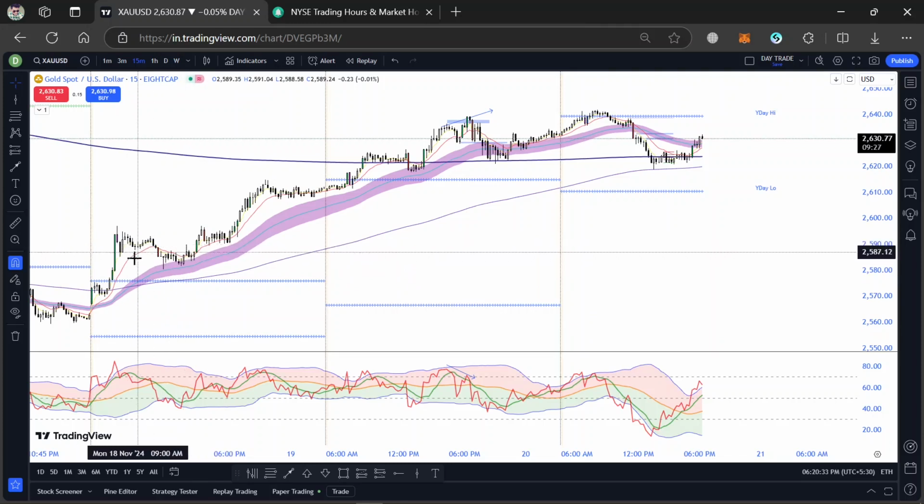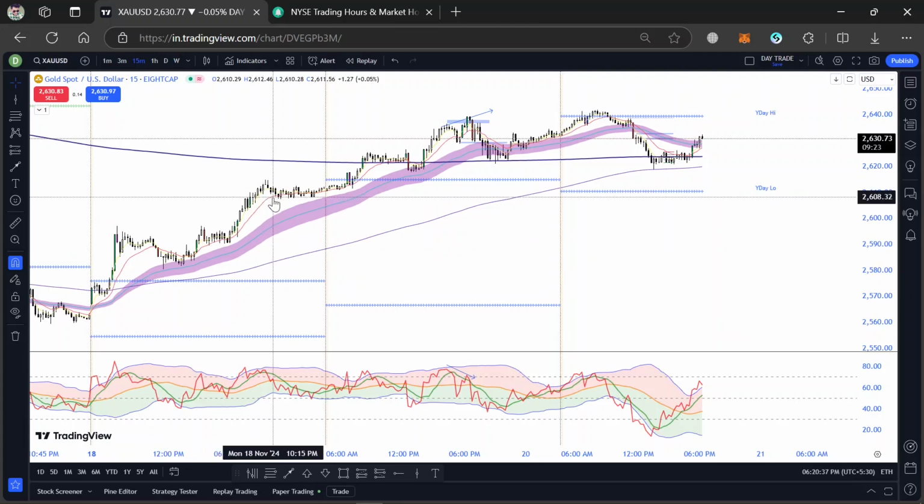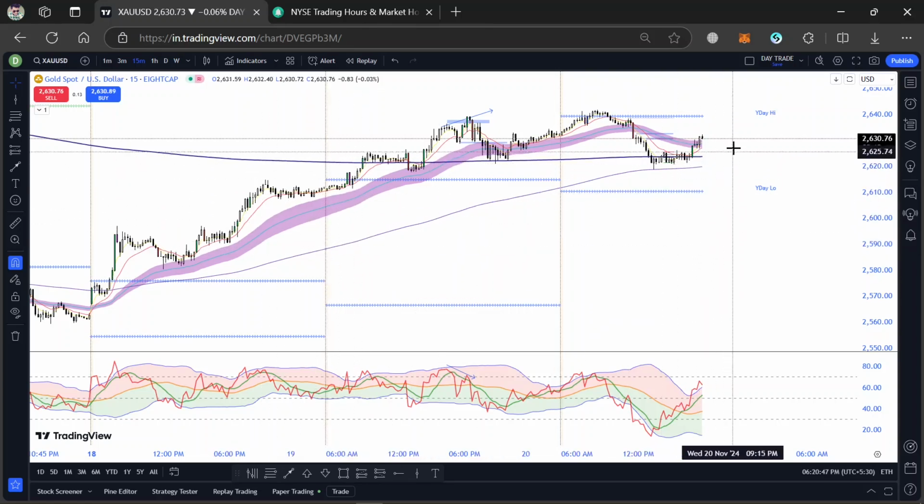I have the 5 EMA and the 13 EMA. The yellow one is the 5 EMA, the red one is the 13 EMA, and this blue one is the 50, this is the 200 EMA, and the purple one is the 800 EMA. Now at this moment, all the EMAs are at one point, as the market is consolidating. You can see that, right?